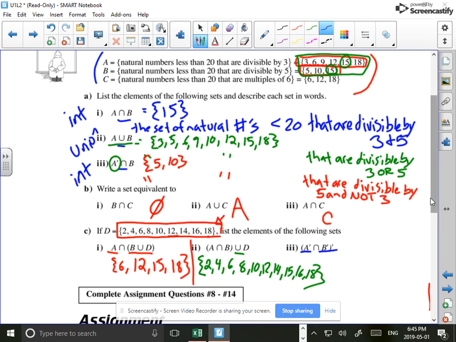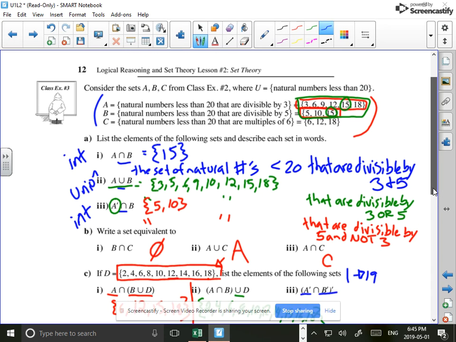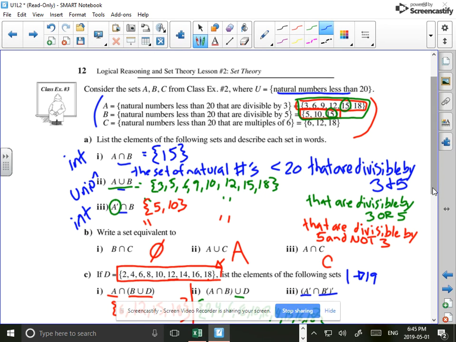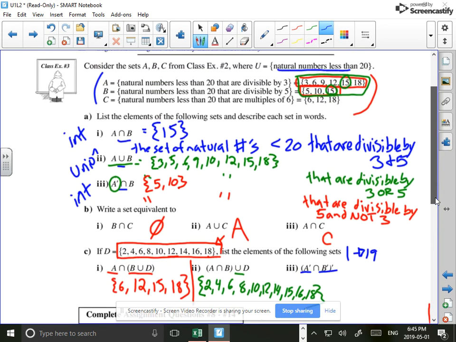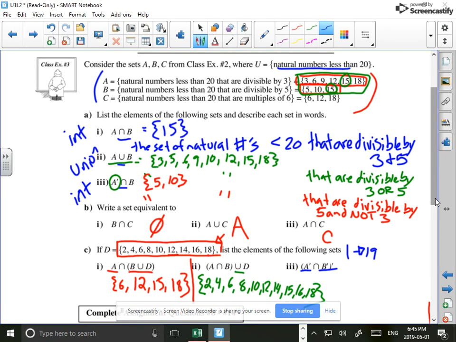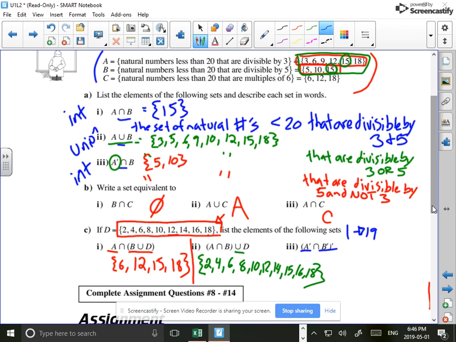Now remember, my universal set was the numbers from 1 to 20, actually 1 to 19, including 19. We're not actually including 20. This was natural numbers less than 20. So we are looking for ones that are in neither A or B. So we are looking at, basically, we're going to count from 1, and we're going to find ones that don't line up with either.